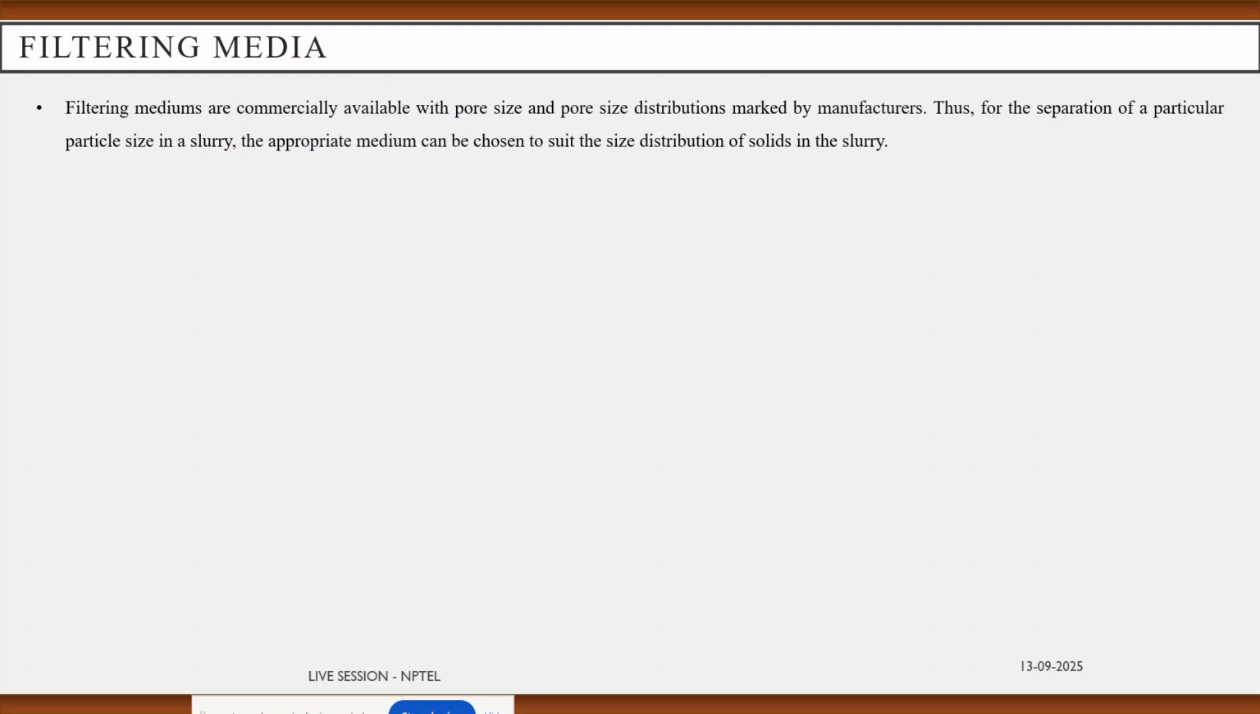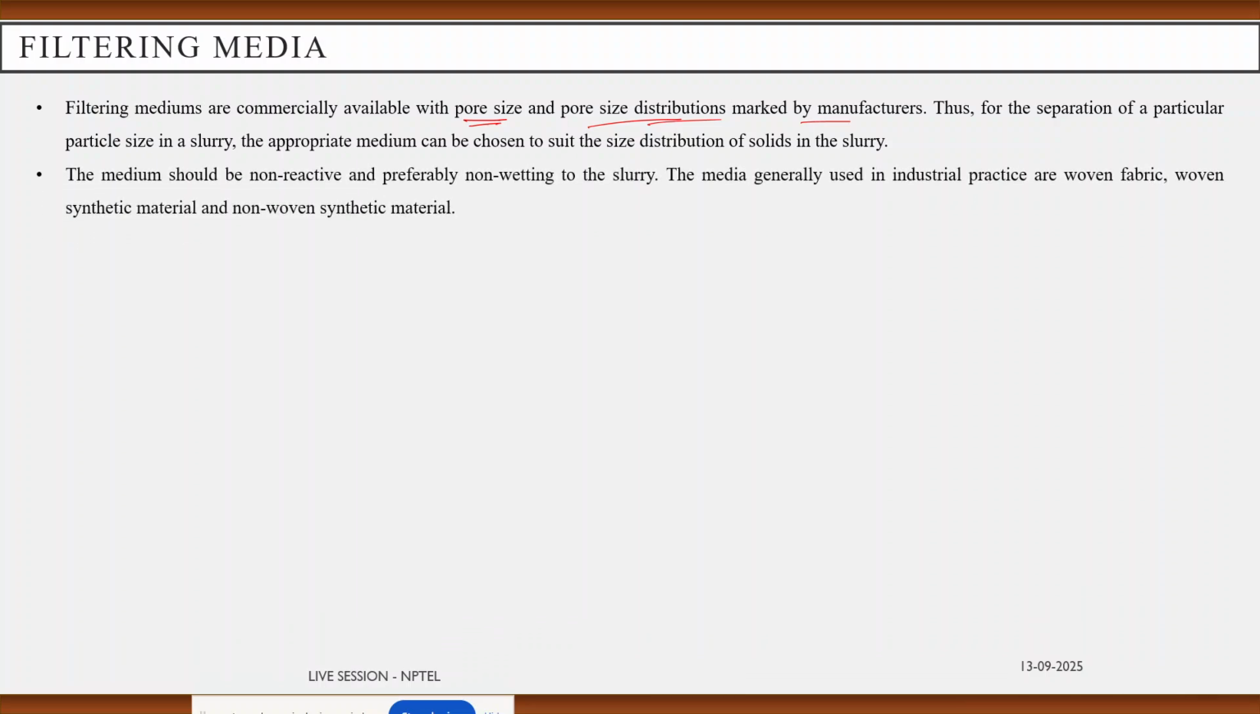Now we are going to take a glance at the filtering media we are using for the filtration process. The filtering medium is commercially available with various pore sizes and pore size distributions. Thus, for the separation of particles in the slurry, an appropriate medium can be chosen to suit the size distribution of the solids in that slurry.